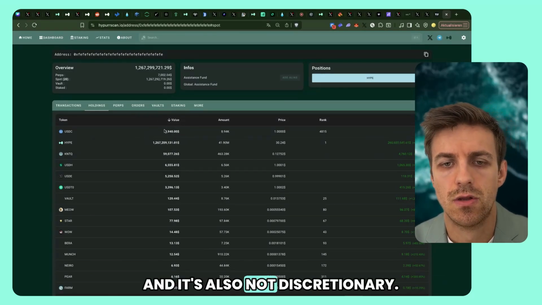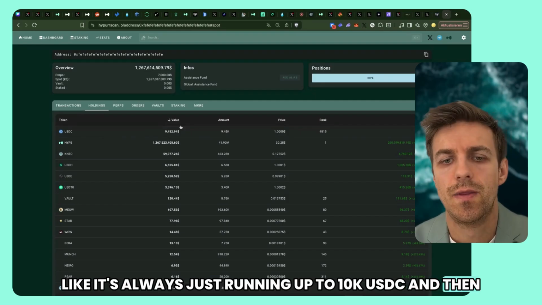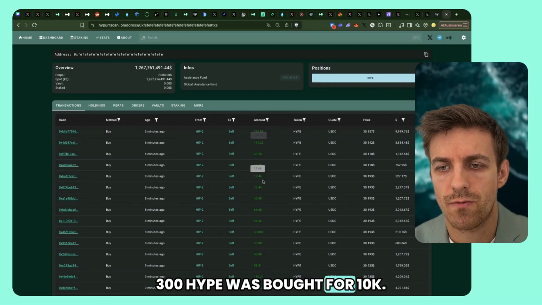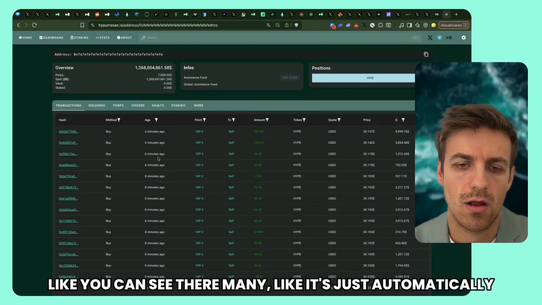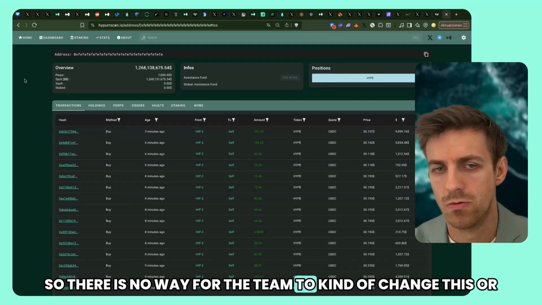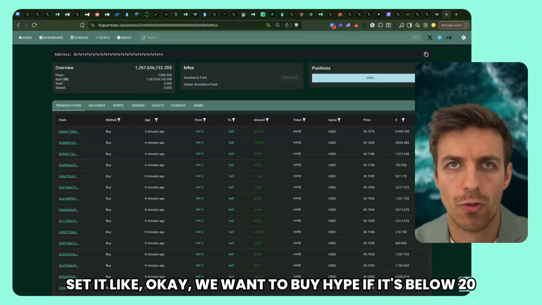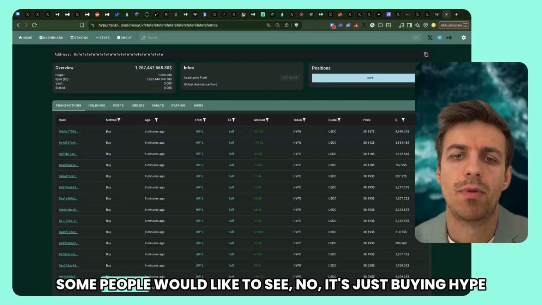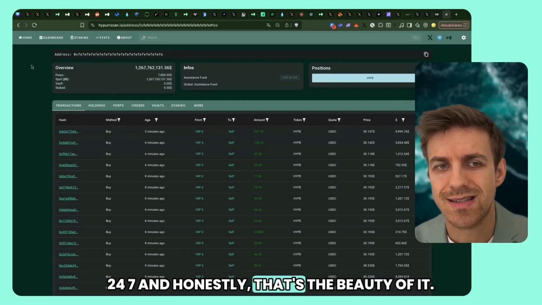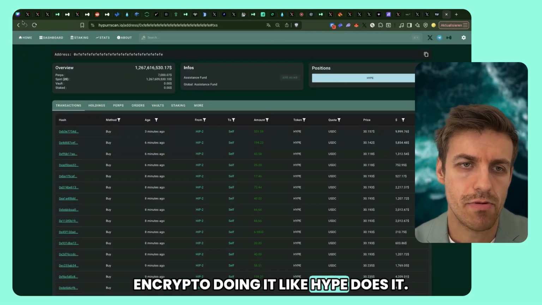And it's also not discretionary, it's always just running up to 10k USDC, and then HYPE is burned. You can see here a transaction 3 minutes ago, 300 HYPE was bought for 10k. There are many, it's just automatically buying HYPE. So there's no way for the team to change this or set it like, okay, we want to buy HYPE if it's below 20 or whatever strategy some people would like to see. No, it's just buying HYPE 24/7. And honestly, that's the beauty of it. There's no other product in crypto doing it like HYPE does it.